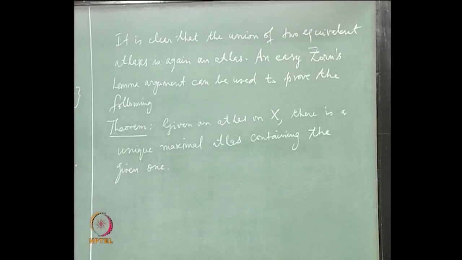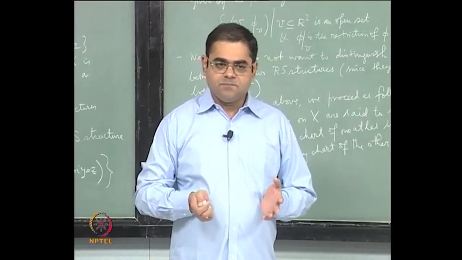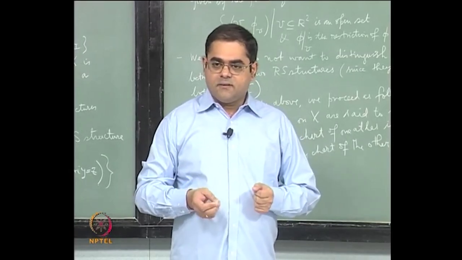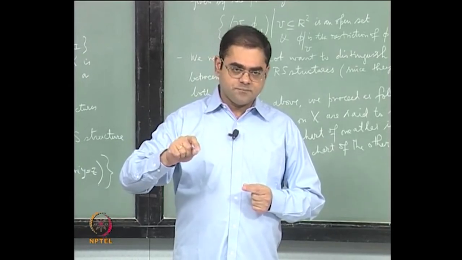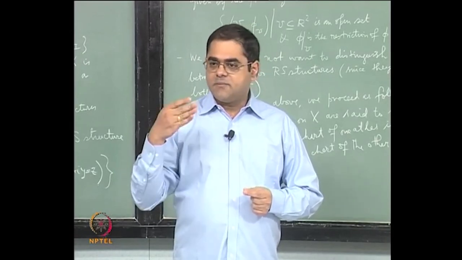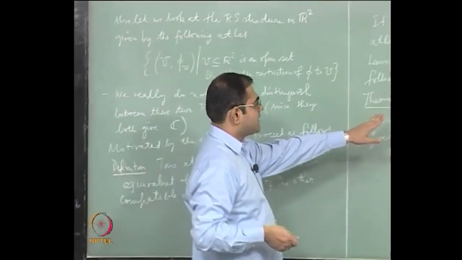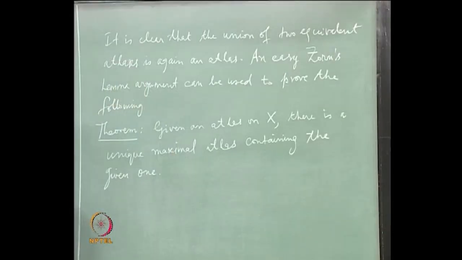Okay, so the Zorn's lemma argument is usually applied in the following sense. You have a partially ordered set and then you verify the condition that every chain in that partially ordered set has an upper bound, and then Zorn's lemma will guarantee that maximal elements will exist. So in this case the set is the set of all possible atlases on X, and the partial order is just containment.